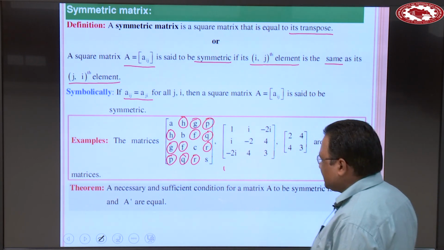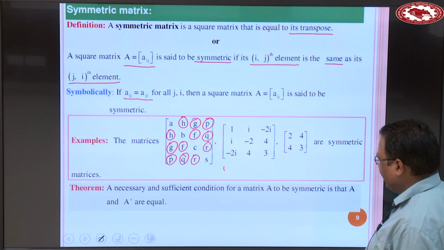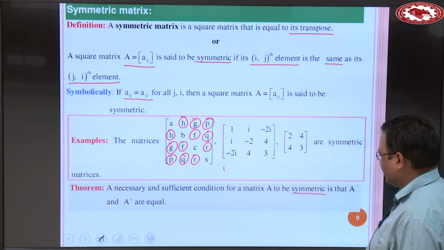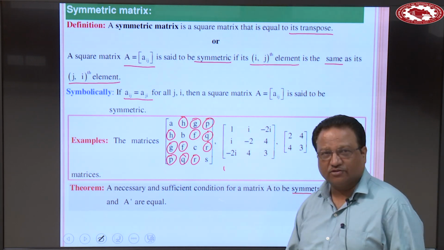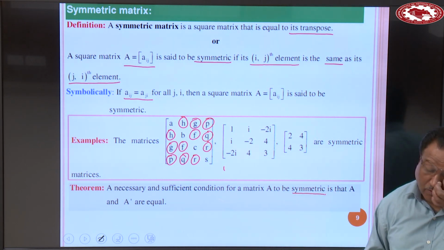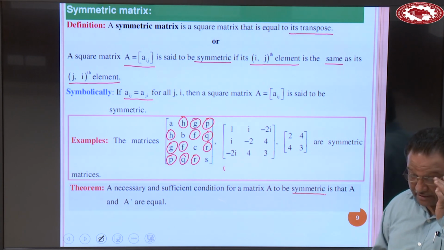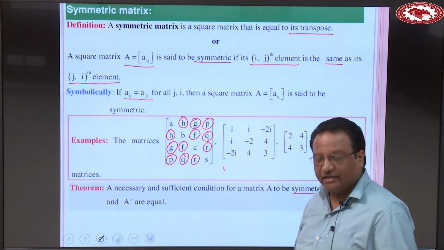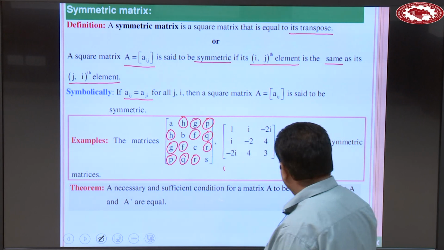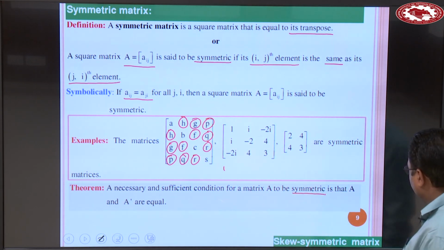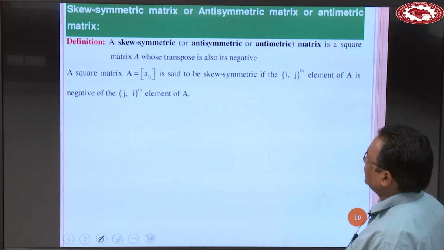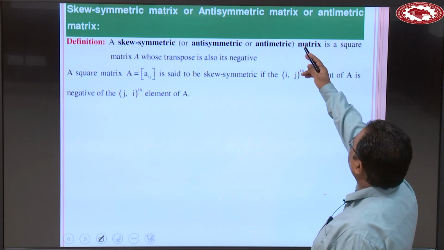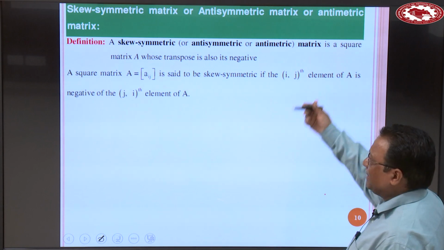So, the necessary and sufficient condition for a matrix A to be symmetric is that A and A dash are equal. Okay. So, if A and A dash are equal, this means that A is a symmetric matrix. Then next definition, skew symmetric matrix. And this skew symmetric matrix is also known as anti-symmetric matrix or antimetric matrix.